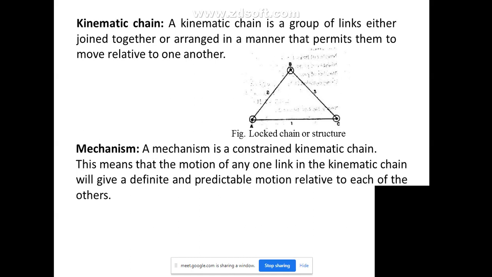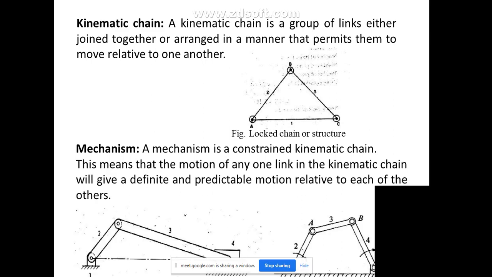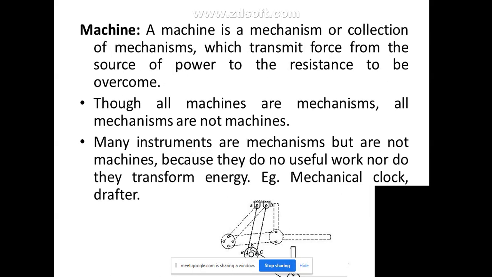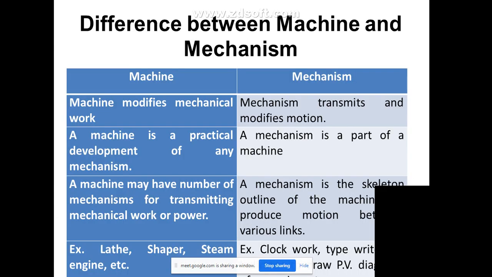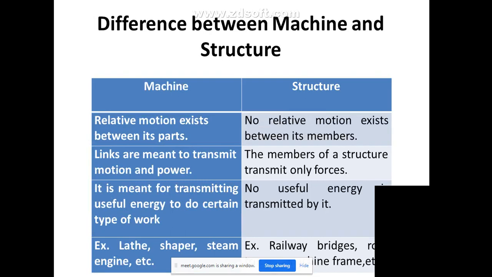Okay. Based on that, we discussed the kinematic chain when there is a completely locked chain. In the locked chain, the degree of freedom will be completely zero. This is the locked one, because here you can see the triangle. It is completely locked. And in a mechanism, you can see there is relative motion from one link to another, and the mechanism is made so that at least one constant motion is there in the given link. Then we discussed the differences between machine and mechanism, and machine and structure.